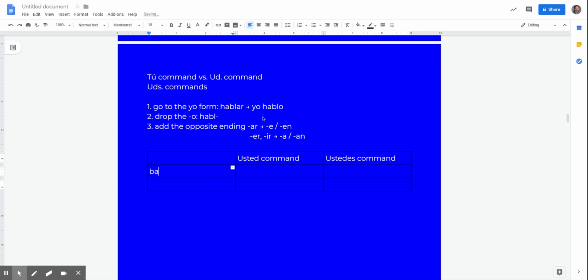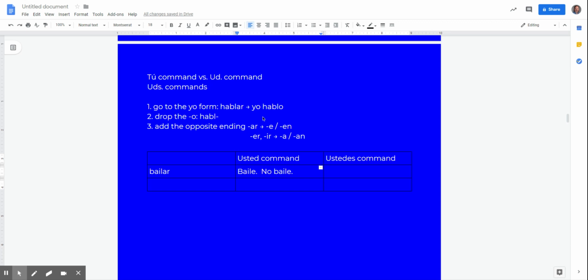Let's use bailar again. So bailar is to dance. So if you're telling your little brother to dance, remember you would just say baila. That was just the tú form. Now, if you're telling grandma to dance, you go to the yo form, bailo, drop the O, and the opposite ending would be E. So you say, grandma, baile. It's okay. If it's negative, it's the same thing. If you tell her not to dance, maybe she's a really bad dancer, you say, no baile, don't dance. Okay, so it's the same thing.